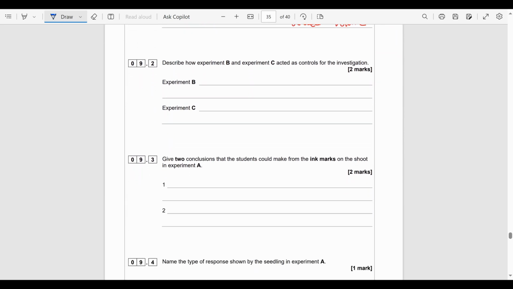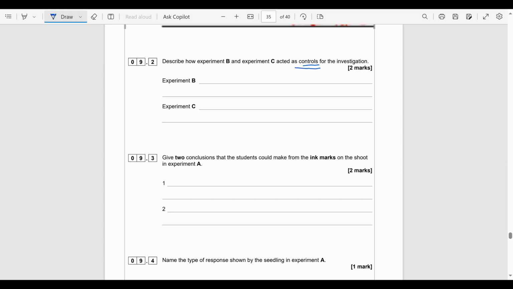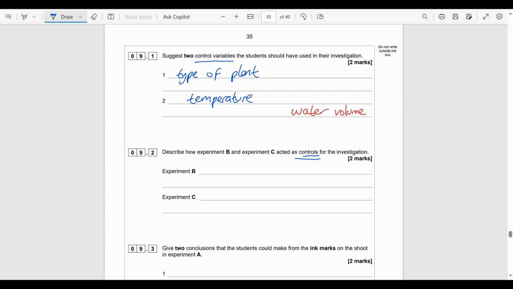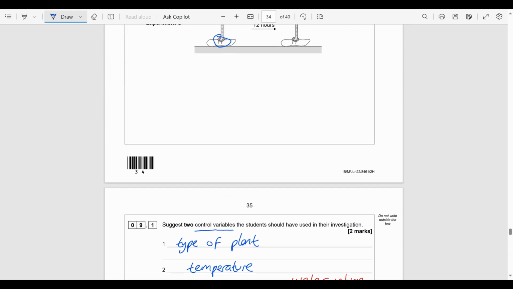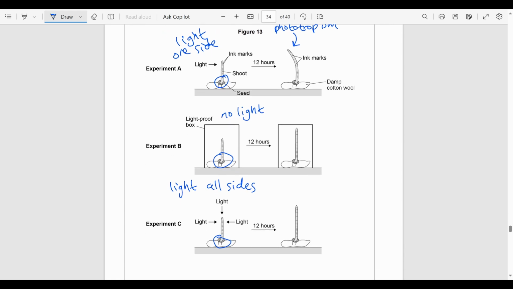9.2. Describe how experiment B and experiment C acted as controls for the investigation. So remember, there's a difference between control and control variable. In this question, they try to make it very clear by putting them together now. So control variable is what you're keeping the same in the experiment, but control is what is going to be put in the experiment to know for sure that your results are as a direct result of the independent variable.